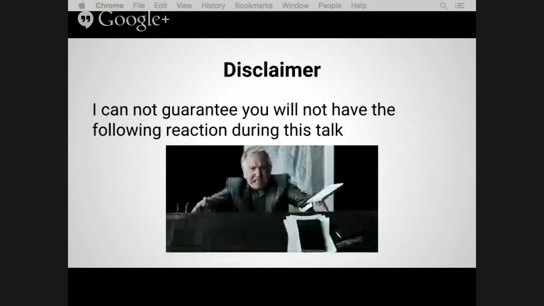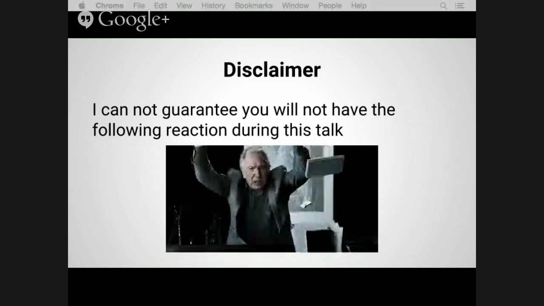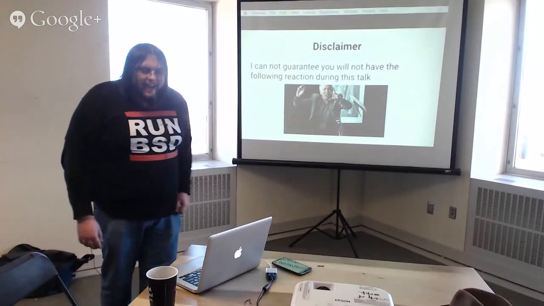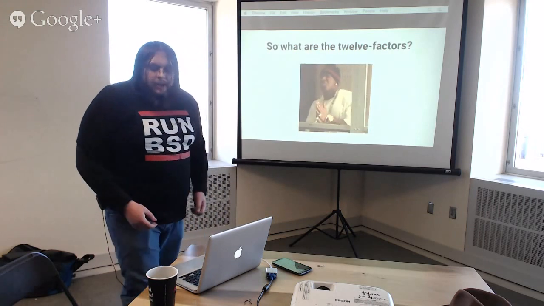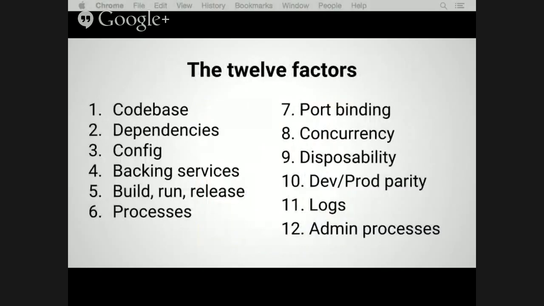A slight disclaimer, I cannot guarantee that anything in this talk will not make you have the following reaction. So what are the 12 factors? We have Codebase being the first one, dependencies being the second, configuration, backing services, build, run, and release, processes, port binding, concurrency, disposability, dev/prod parity, logs, and admin processes.